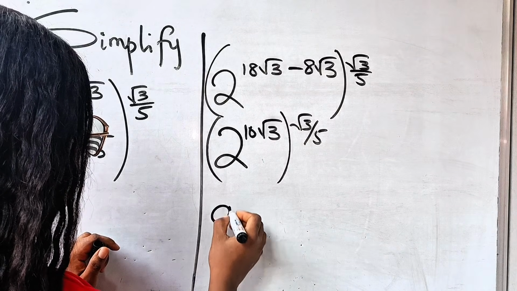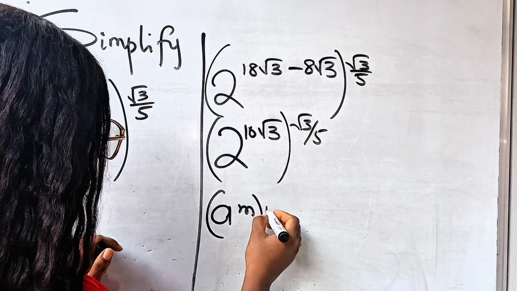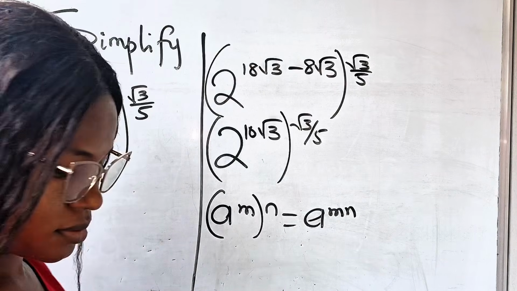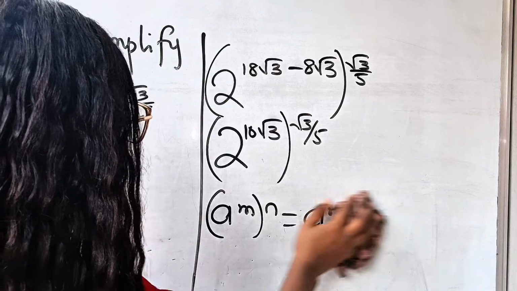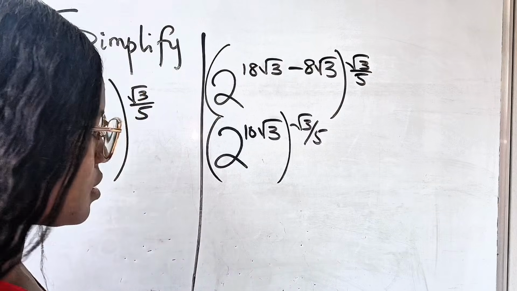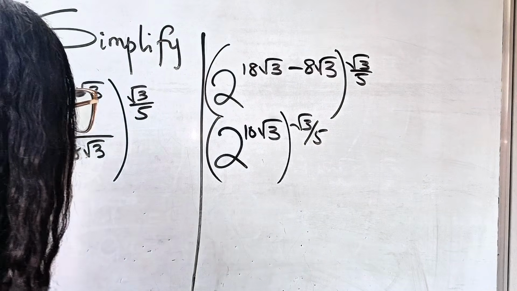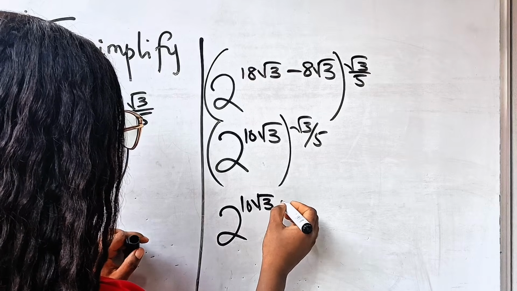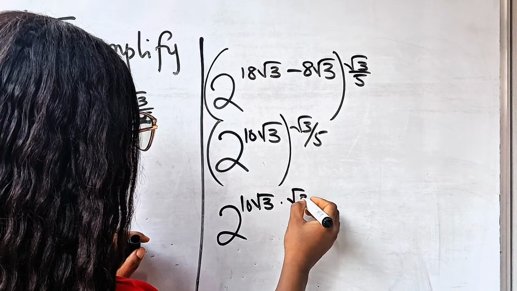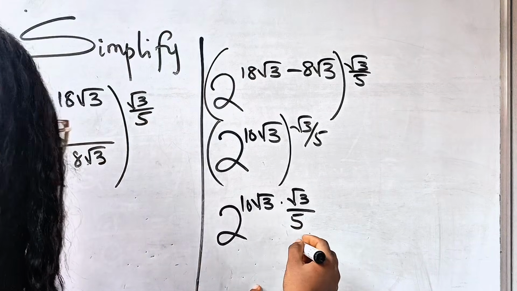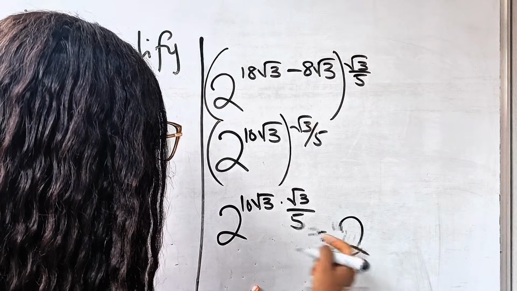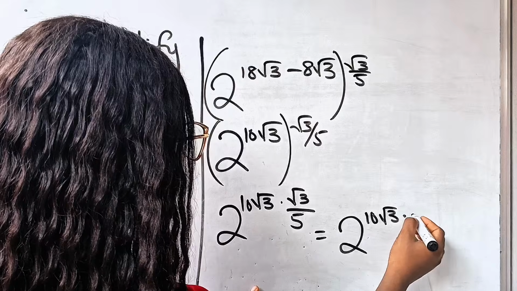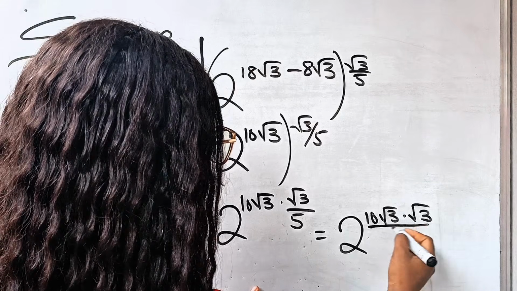Now, recall that a to the power of m raised to the power of n is equal to a to the power of m times n. So we can then write this as 2 to the power of 10 root 3 multiplied by root 3 over 5, which we can write as 2 to the power of 10 root 3 times root 3, divided by 5.